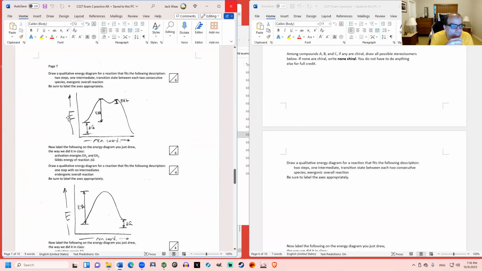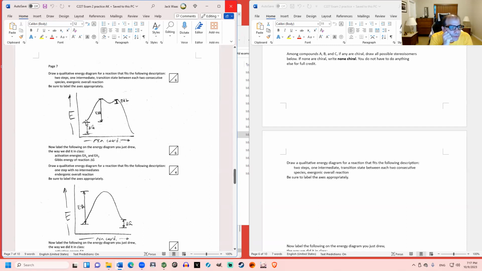So you want energy of some kind on the vertical axis. Nowadays, I prefer to write delta G over here, because usually we're measuring in delta G. So energy on the vertical axis and reaction coordinate on the horizontal axis. And you'll show your starting material at some point along the way. There's going to be a high energy intermediate. That's over here. And then your product is going to be lower in energy than your starting material because it's an exergonic overall reaction. And then label these things the way we did in class.